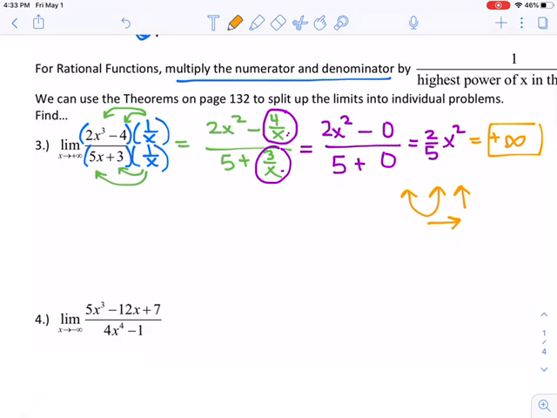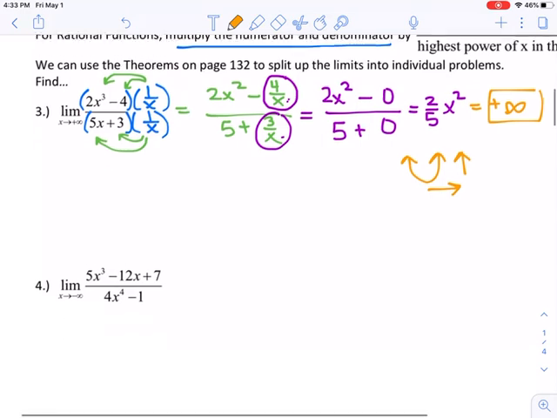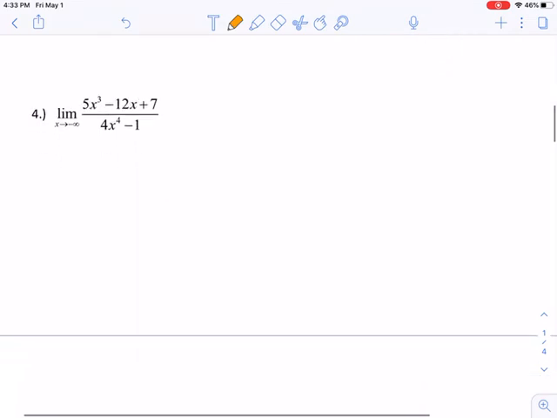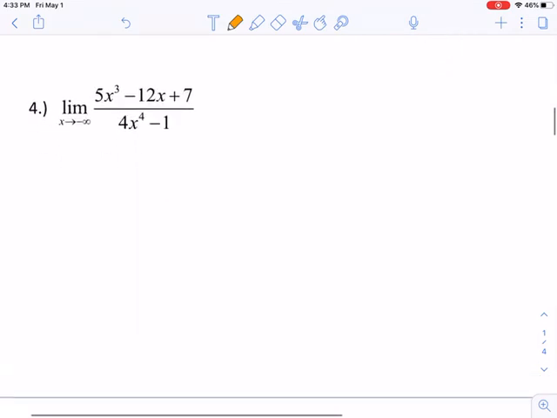For question number 4, we want to find the limit as x approaches negative infinity of 5x to the third minus 12x plus 7 all over 4x to the fourth minus 1. So if I take a look at my denominator, my highest power of x is x to the fourth, which means that I want to go ahead and multiply my numerator and my denominator by 1 over x to the fourth.